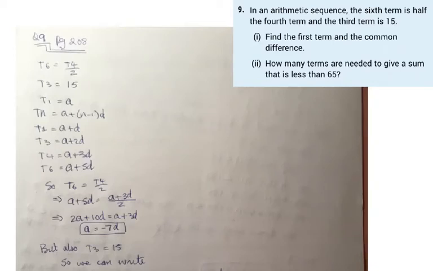Question 9 on page 208, patterns and sequences. In an arithmetic sequence, the sixth term is half the fourth term. So we can see here T6 is equal to half of the fourth term, and the third term is equal to 15. So there's a third term equal to 15.